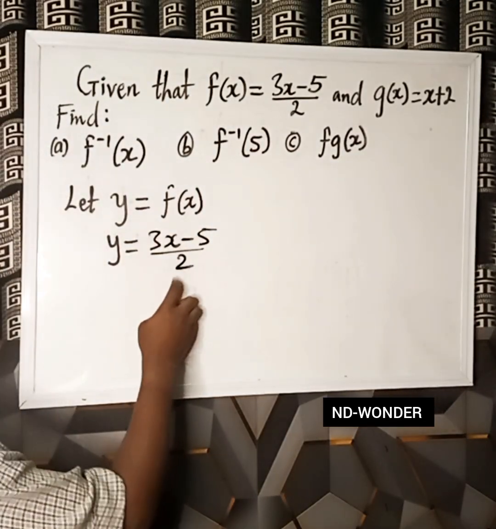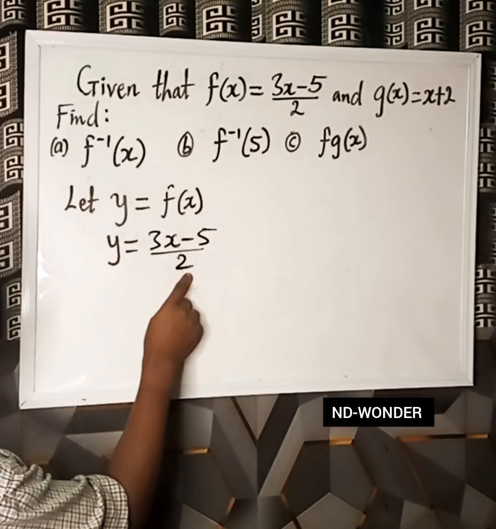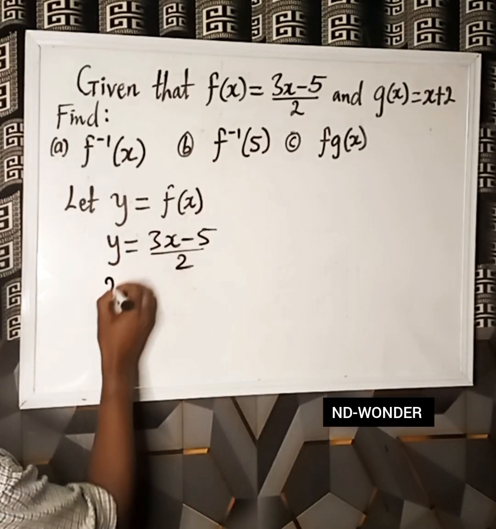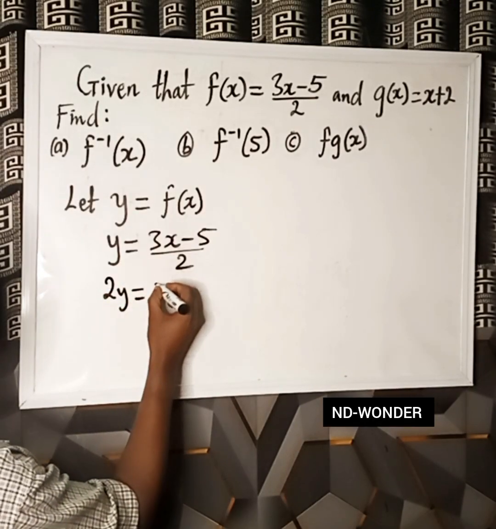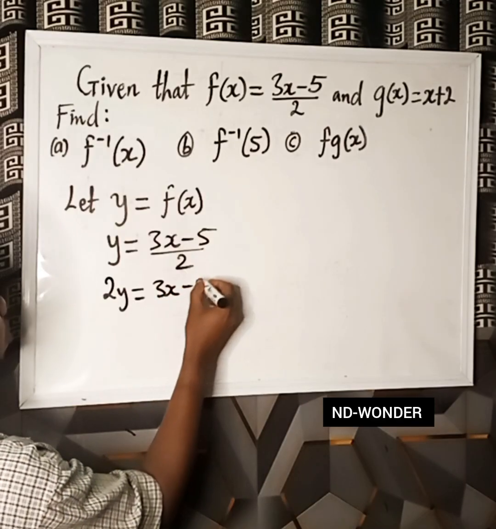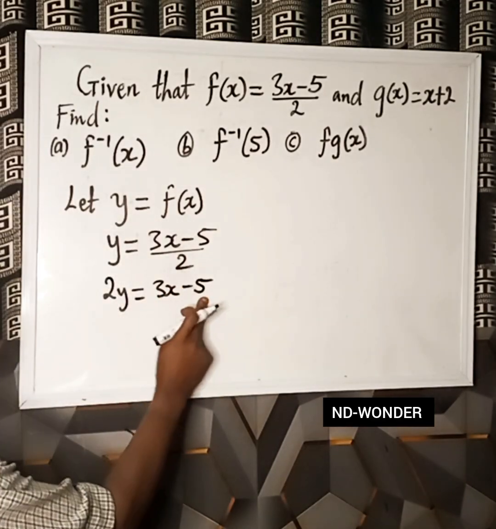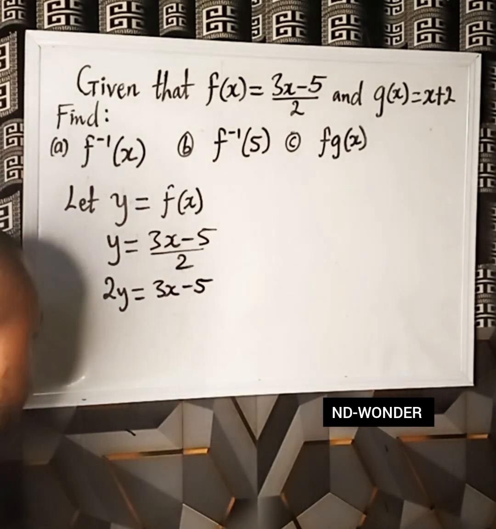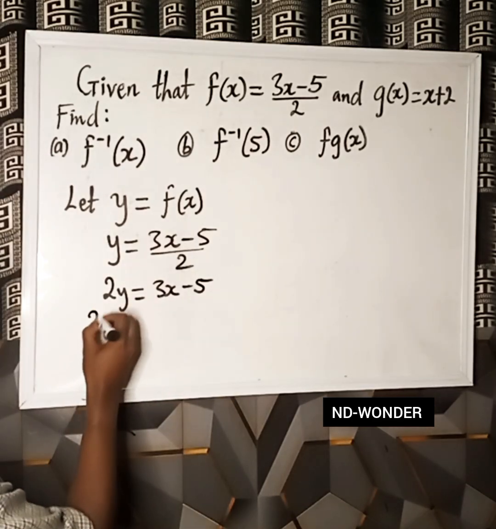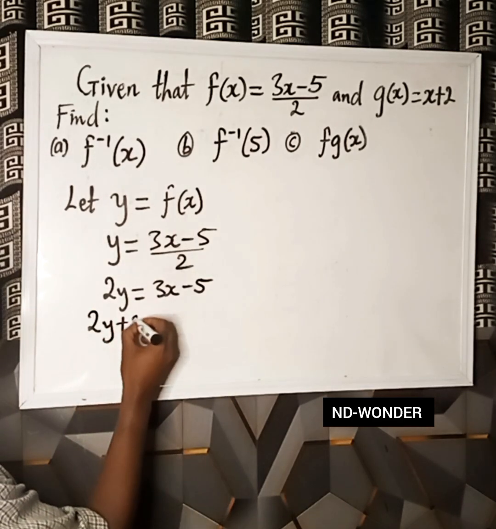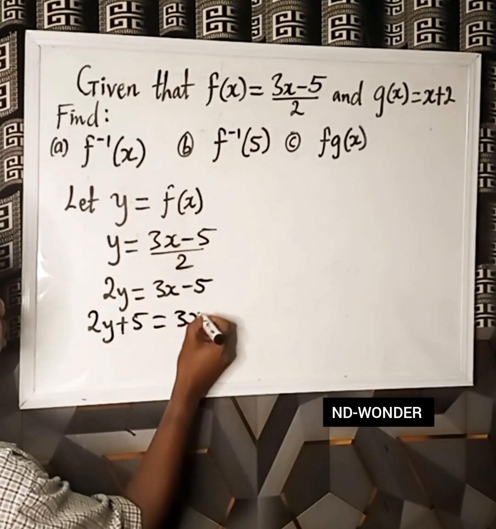So if that is the case, we cross multiply. 2 times y will give us 2y, which is equal to 3x minus 5. And then what is the next approach? I'll add 5 to both sides. This becomes 2y plus 5, which is equal to 3x.